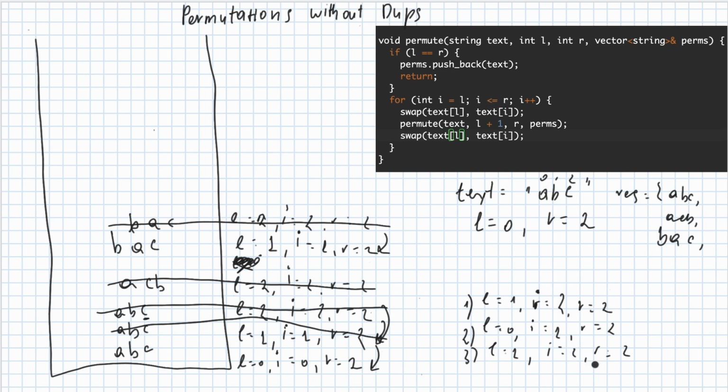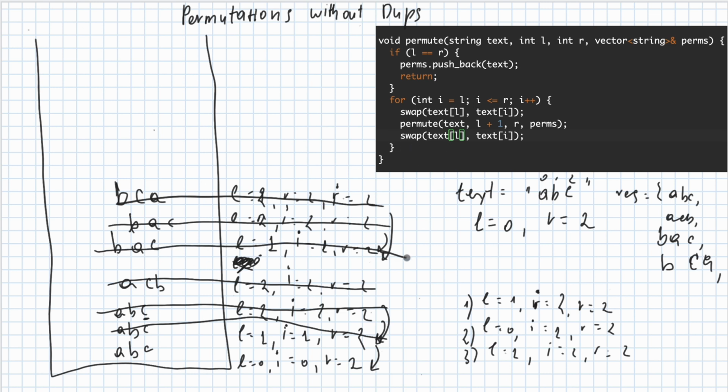So we are now considering the loop part, so I is incremented to 2, and if we swap text L and text I, our text currently is BAC, and if we swap indexes 1 and 2, it will be BCA, and we recursively call the function, so it will be BCA and L1, L2, R2, and I2, and we see that L equals R, so we push that to our result, BCA.